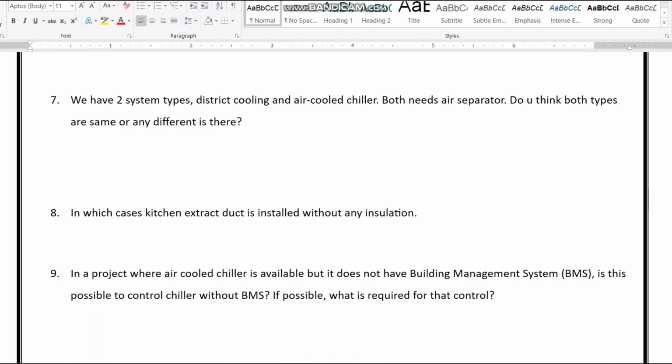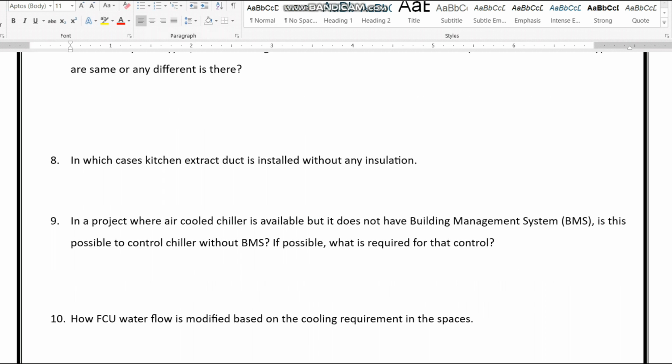That is the question. And here is a very interesting and very easy question too. In a project where an air cooled chiller is available but there is no building management system to control it, is it possible to control the chiller without BMS? If possible, what is required for the chiller control? So we don't have a BMS in the project. What else do we need for the chiller control? That is a very easy and interesting question for you.